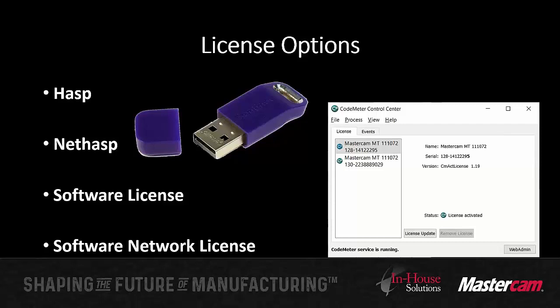So rather than having these HASPs that end up getting broken, end up getting damaged, various different things like that, as you know, ports die out, you have to constantly swap them, or they get brought home by programmers and forgotten there, and now you can't continue to program. You now have the option of a software license. So you can have either an individual or a software network license, which essentially acts the exact same way as a HASP or NetHASP. However, the difference is the software license is just put right onto the server or individual computer, and there's no USB to worry about. So everything is held within your CodeMeter center. Now, this is where you often held the codes for your add-ons like Mill Turn and various different things like that.